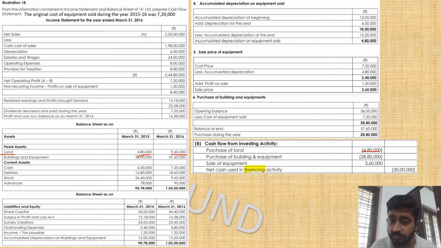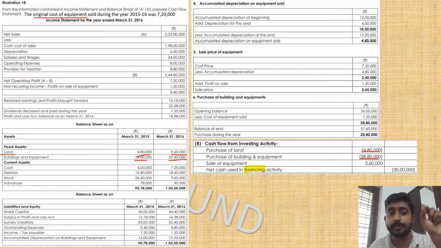Next, purchase of building and equipment. Here the opening is 36 lakhs and the closing is 57.6 lakhs. Here we cannot directly apply this, because in the question there is a qualification, or a remark that is given, the original cost of equipment.